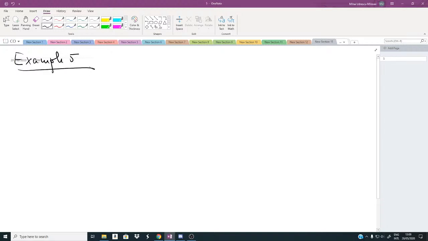Okay, so this example sounds like this. We have a system which contains a cache that is four-way set associative. Okay.